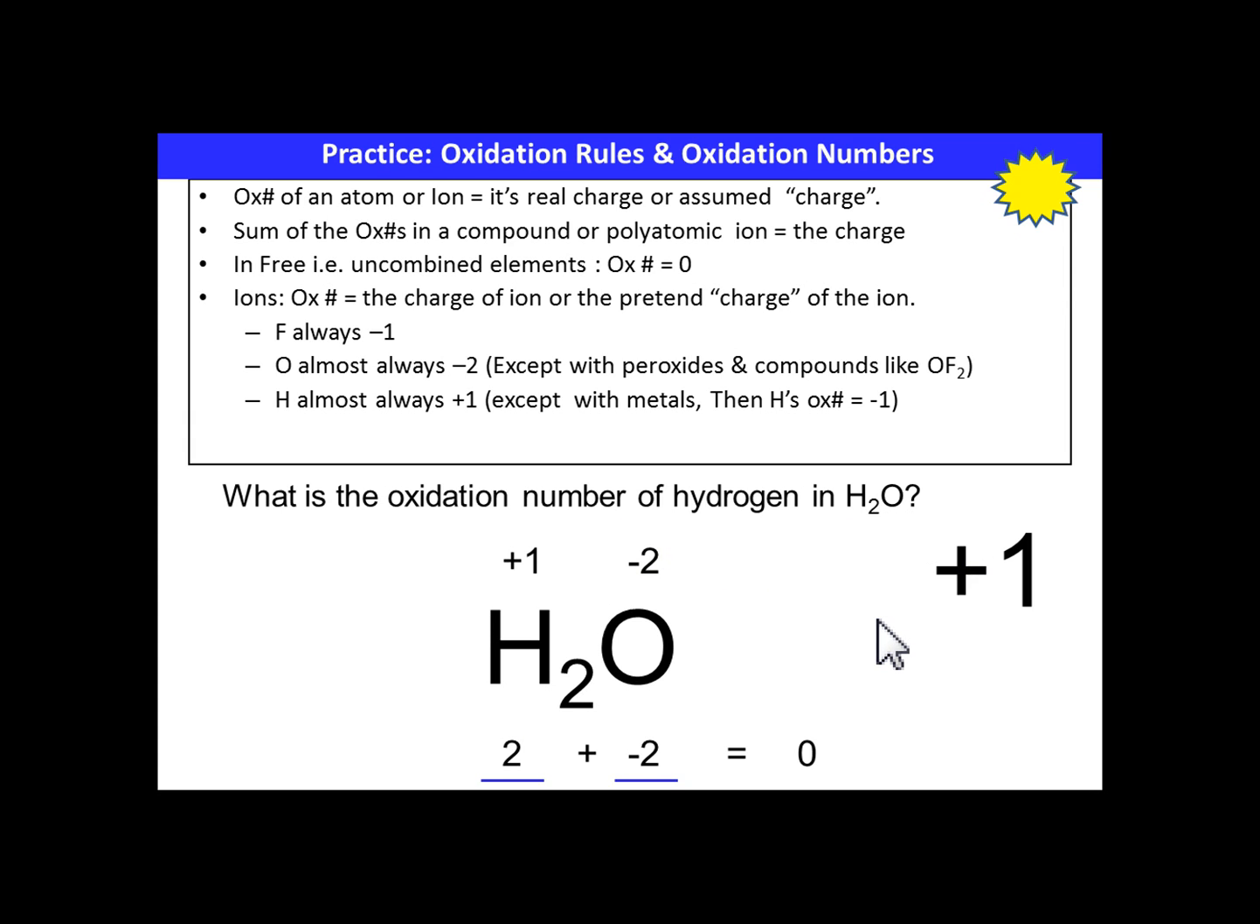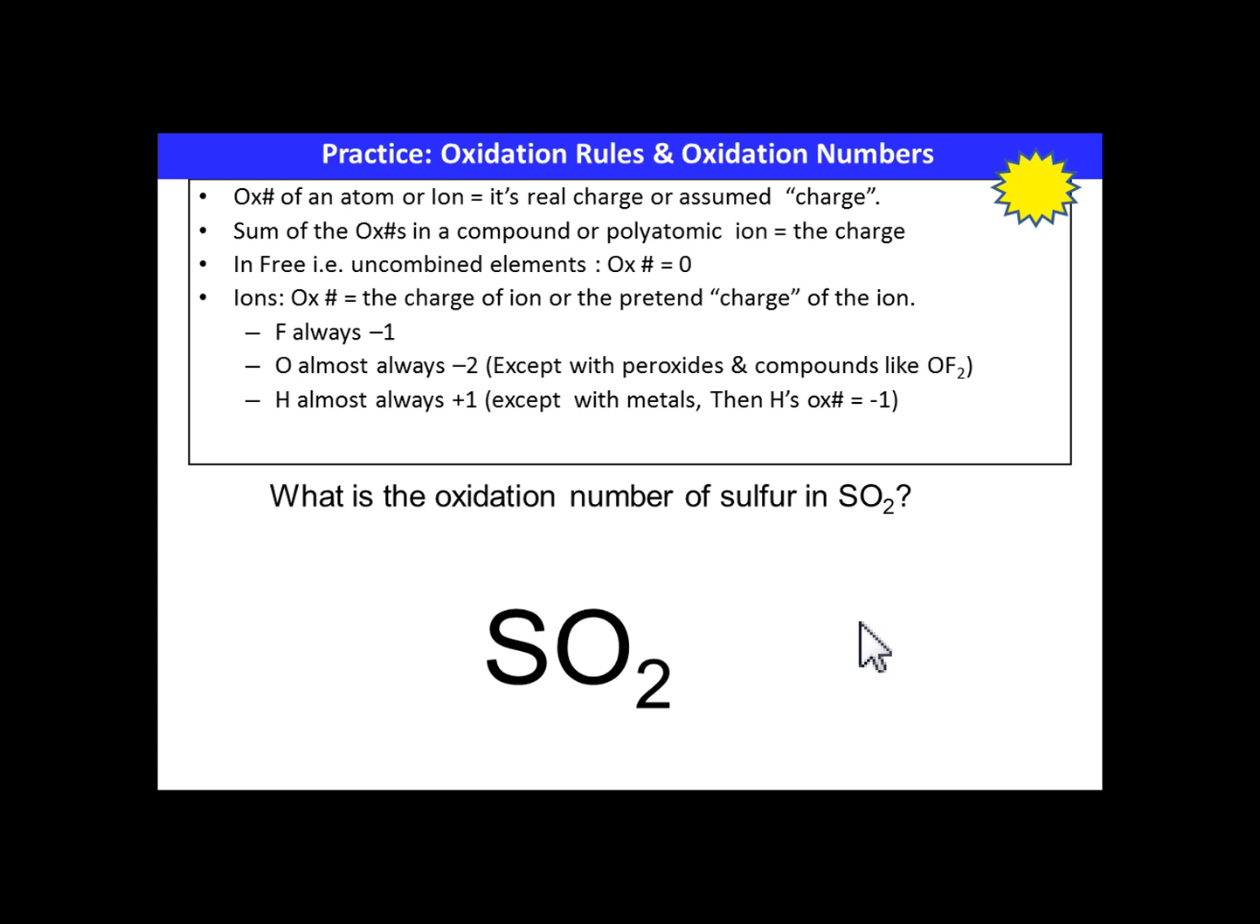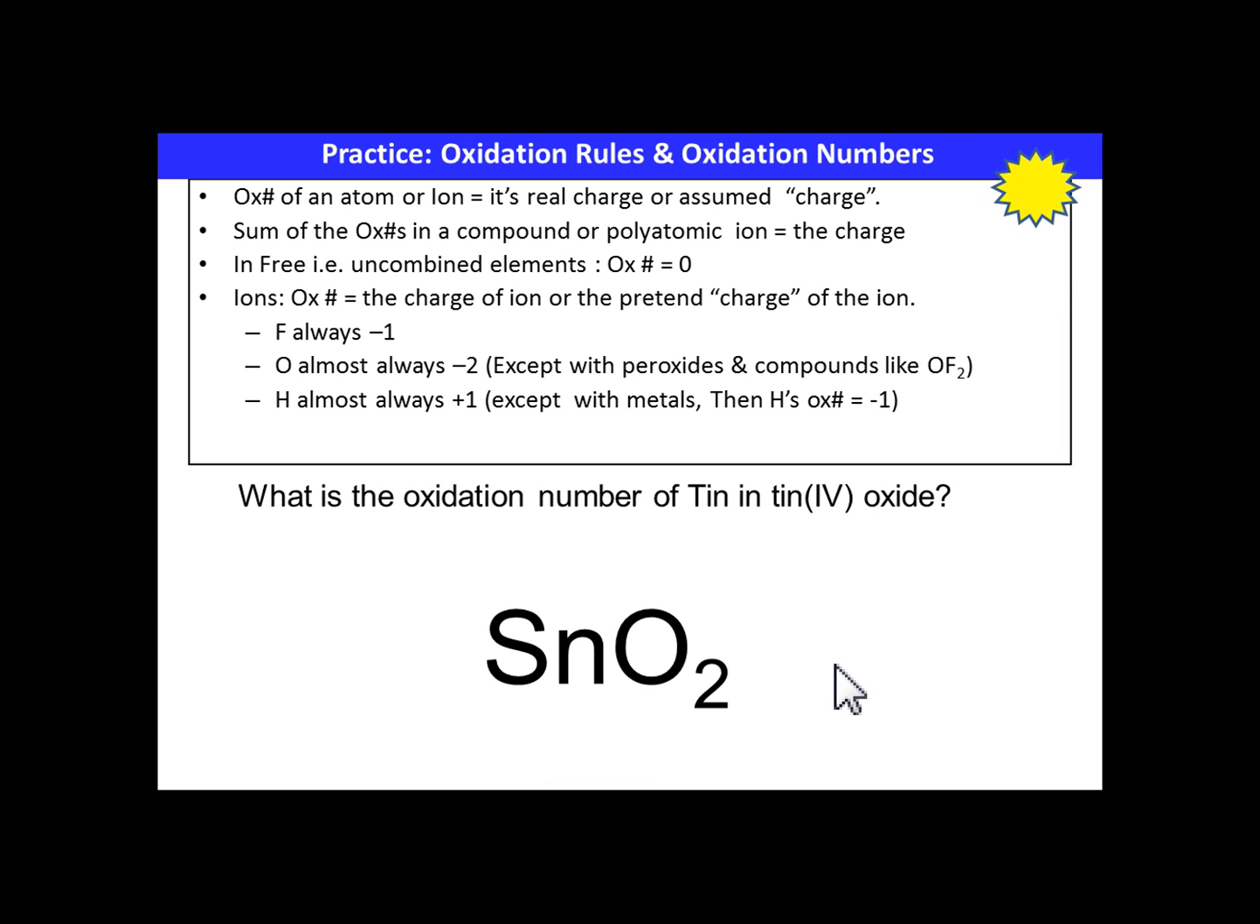The answer is +1. All right, what is the oxidation number of sulfur in SO2? Again, we'll start with the oxygen. We know one oxygen's -2, but there are 2 of them, so that makes -4. It has to add up to 0, so there's only one choice. This sulfur has to be +4. So the answer to the question, what is the oxidation number of sulfur in SO2? The answer is +4.